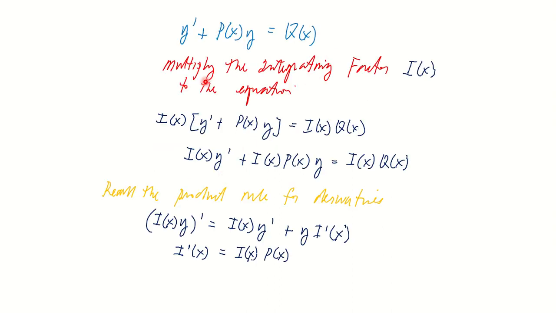Now, in order for us to solve for the general solution of a first order linear differential equation of the form y' + p(x)y = q(x), we will need the integrating factor. We need to multiply the integrating factor to the entire equation. Our integrating factor here is I(x). Multiplying I(x) to the terms of the equation, we have I(x) times the quantity y' + p(x)y is equal to I(x) times q(x).